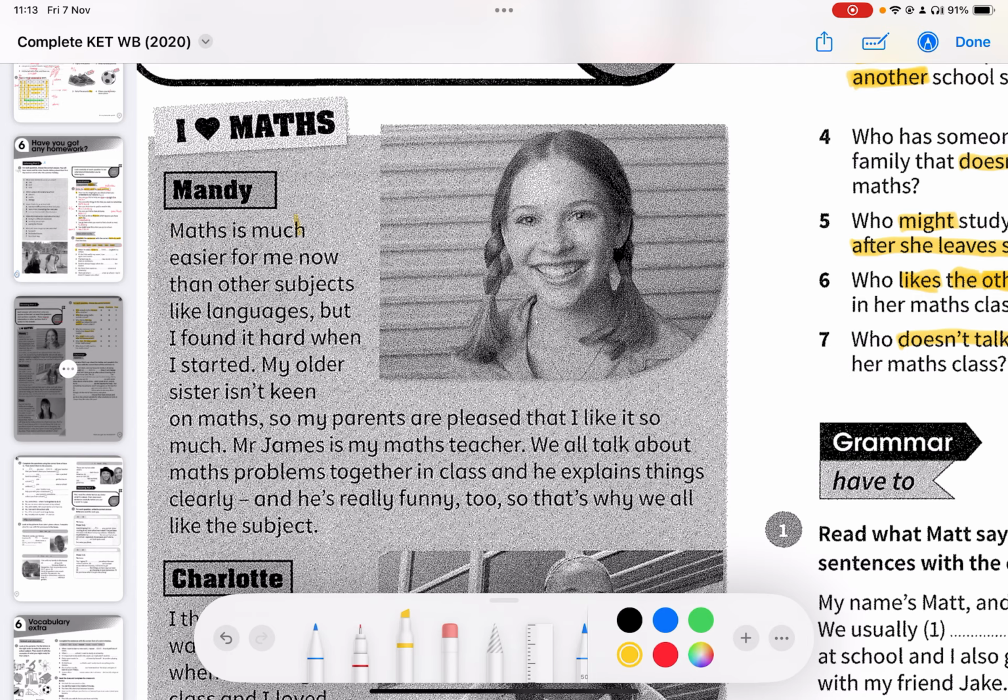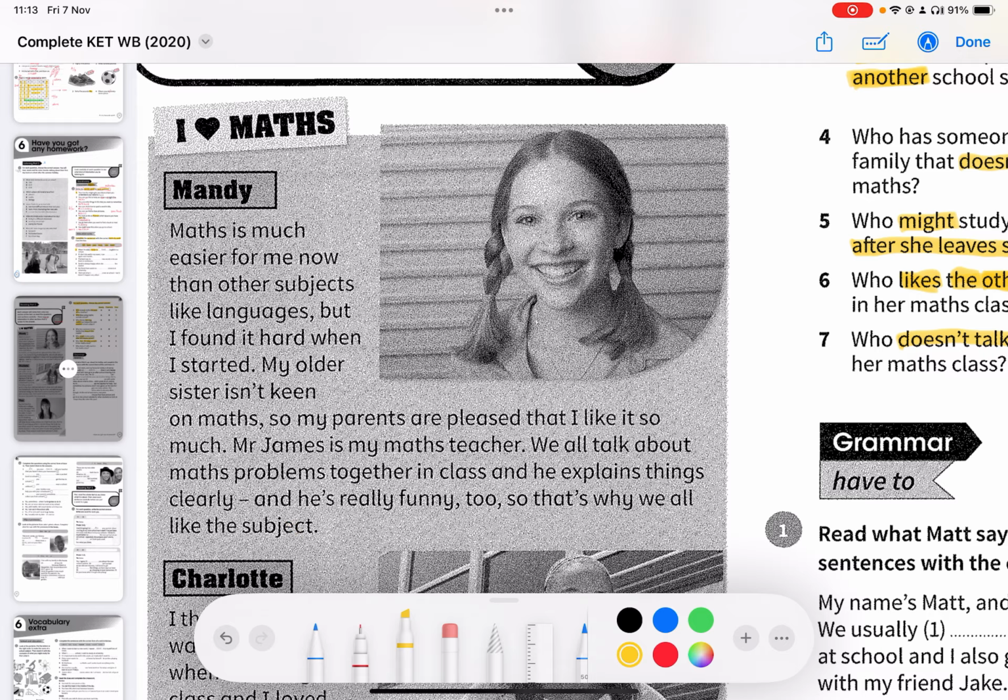Math is much easier for me now than other subjects, like languages. But I found it hard when I started. My older sister isn't keen on maths, so my parents are pleased that I like it so much. Mr. James is my maths teacher. We all talk about maths problems together in class, and he explains things clearly. And he's really funny too.